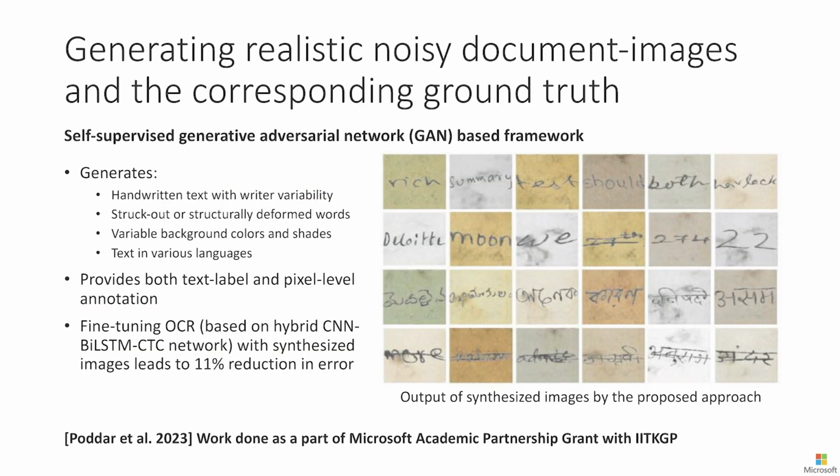Then another parallel approach that we had recently done as a part of the Microsoft Academic Partnership Grant is we tried to generate realistic noisy images and the corresponding ground truth using GANs. So we designed a self-supervised system which can technically generate handwritten texts with different writers. The writers are fixed. We had, for example, 120 or 150 writers whose handwritings we had access to. So different styles of handwriting can be incorporated in this network, and it can generate struck out text or variable backgrounds and text in different languages. But the key thing is that it gives us both text labels as well as pixel level annotation.